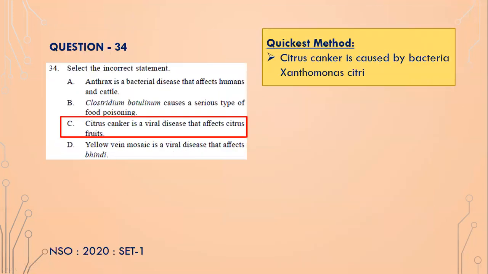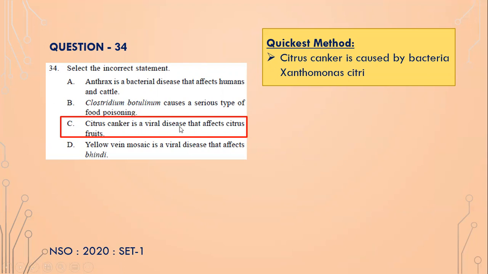Select the incorrect statement. Anthrax is a bacterial disease that affects humans and cattle, which is true, isn't it? At times you must have observed in the news few years back there was anthrax poisoning. The terrorists may use anthrax powder to poison and kill. Clostridium botulinum causes a serious type of food poisoning. Again, this is also a very harmful food poisoning material.